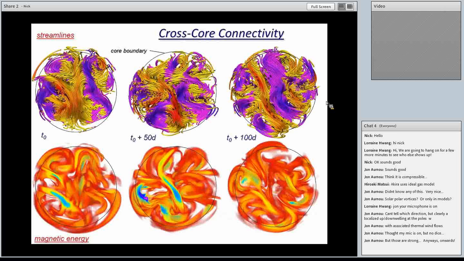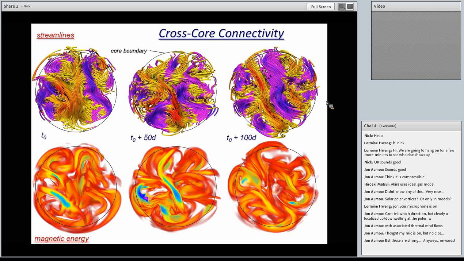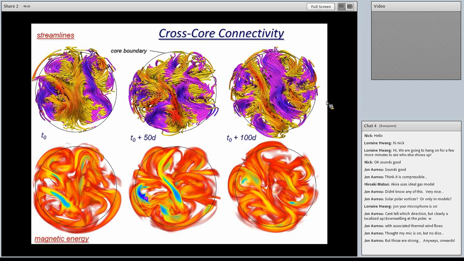This is just another snapshot of that, looking at the streamlines in the equatorial plane and how they sort of change with time. Yellow points up on the screen and purple points down, so this is colored by the y direction of the velocity. And then on the bottom row it shows the associated magnetic energy density at that moment in time. And so these flows cross the full extent of the core in some instances and actually pull magnetic field with them and generate very large ropes of magnetic energy.